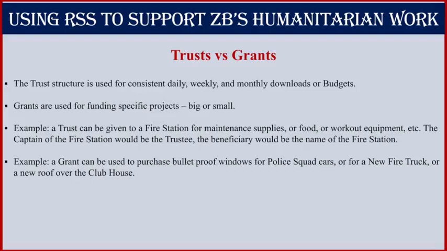Now, an example of a grant would be to purchase bulletproof windows for the squad cars. Like I mentioned earlier, for new fire trucks or for a roof over the fire station is what I meant to say. Perfect. So grants are available through your directors. Okay.